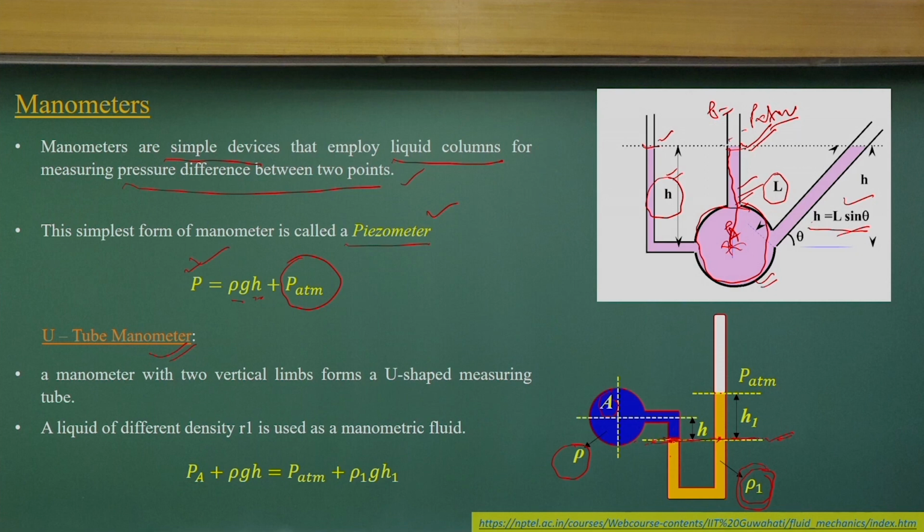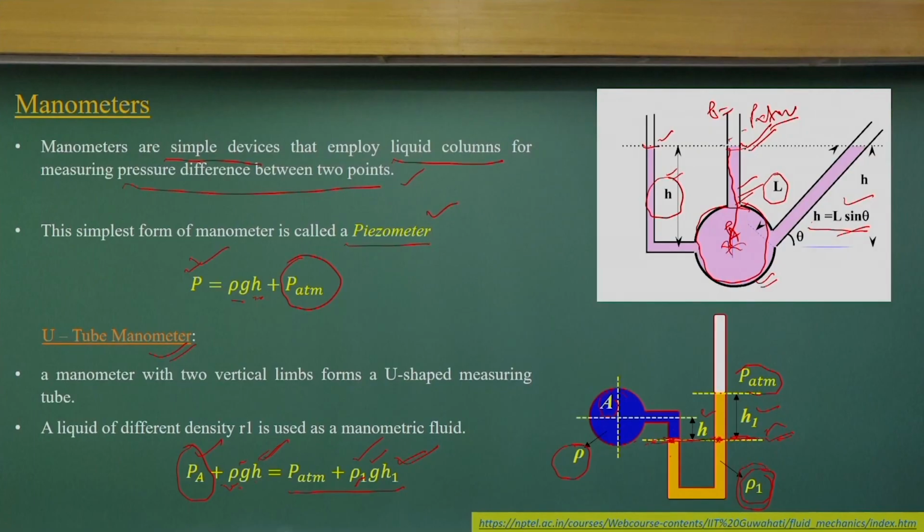So, if the pressures at these two points are the same, I can equate them. The pressure at this point will be P atmosphere plus rho 1 g H1. Similarly, the pressure at this point will be PA plus rho g H, where rho is the density of the liquid carried by this pipe, and g and the heights are as observed here, H1 and H. So if I know the measurement of these two heights and the density of the liquid carried by the pipe, and also the density of the manometric liquid, then I can compute the pressure PA.